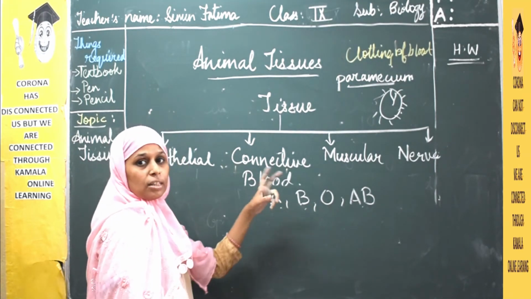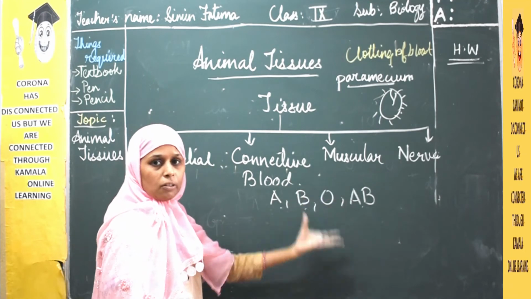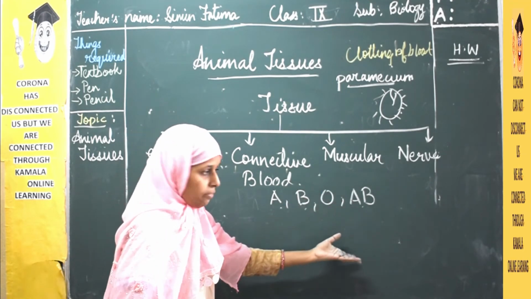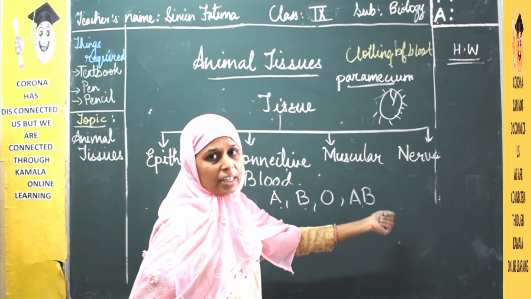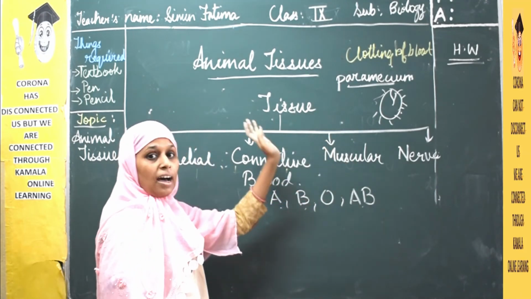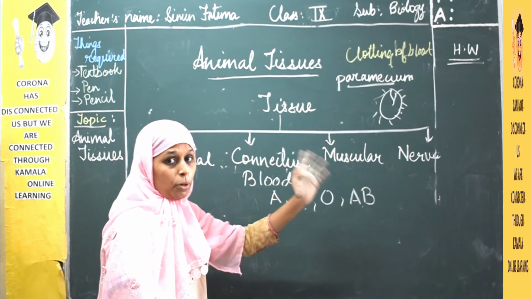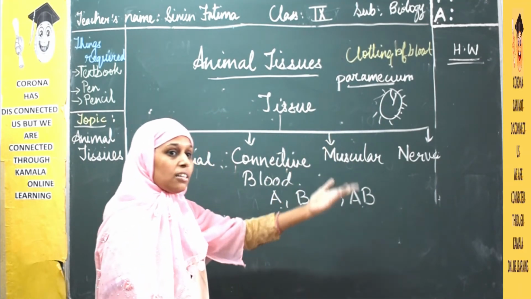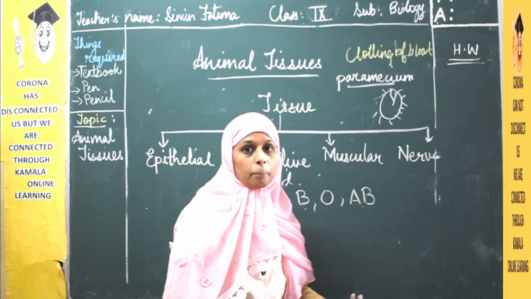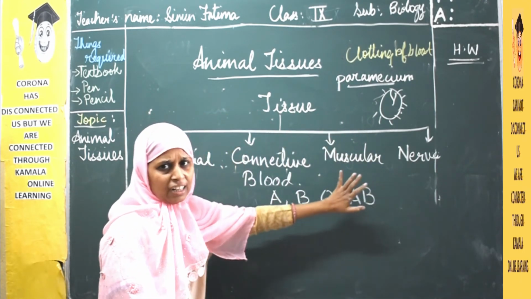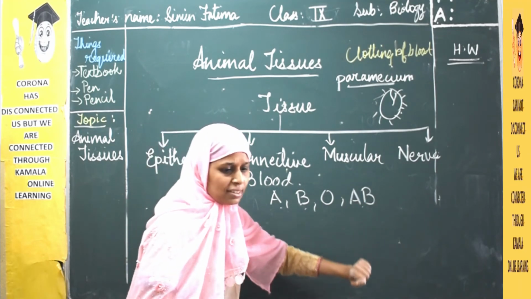When we talk about A, it is A positive, A negative, B positive, B negative, O positive, O negative, and AB positive, AB negative. Even one more is there, that is the RH factor. Okay, RH positive and RH negative. That is needed during pregnancy. Okay, so we will not discuss that. That is not in your syllabus, so we need not discuss that.